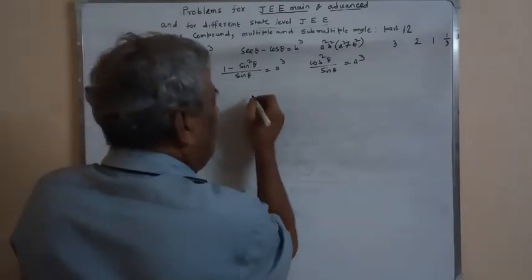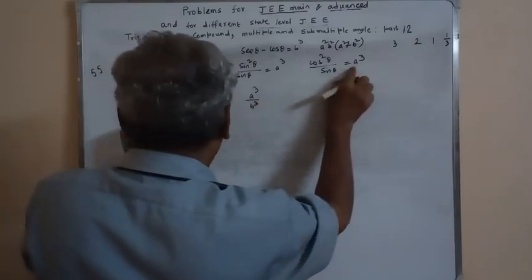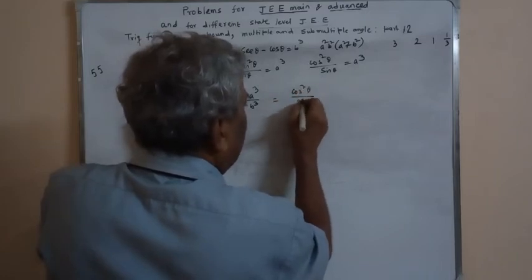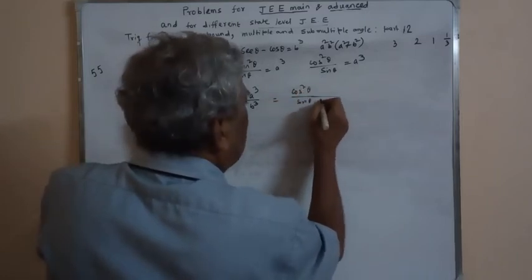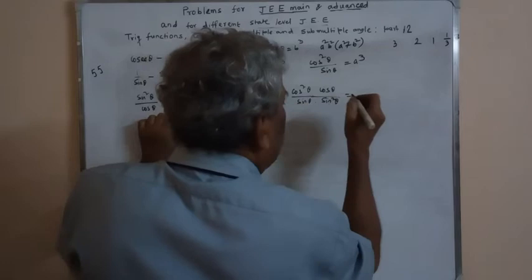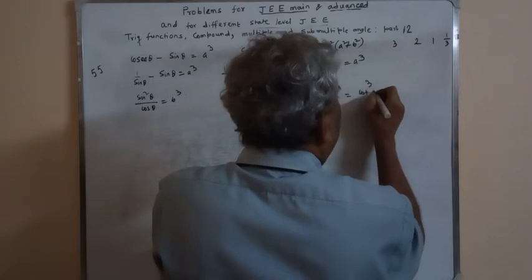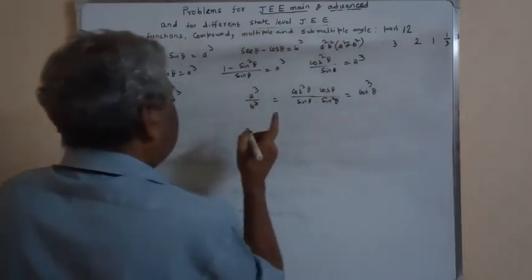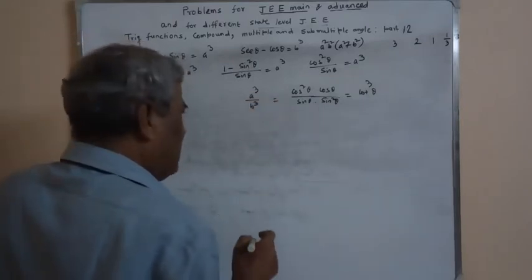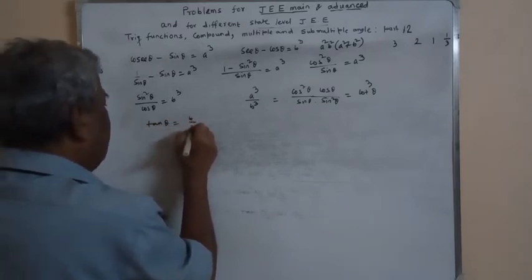Now a cube by b cube is equal to cos square theta by sin theta into sin square theta by cos theta. That is cot cube theta, cos cube by sin cube, cot cube theta. Therefore, cot cube theta is equal to a cube by b cube, cot theta is equal to a by b. Therefore, tan theta is equal to b by a.